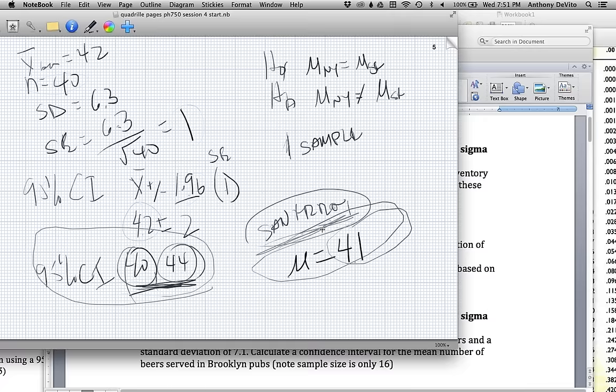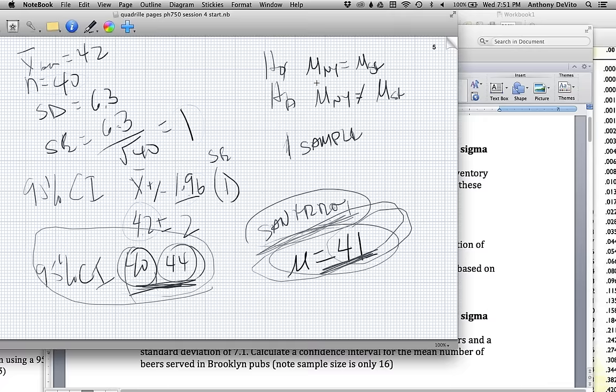What's that? The mean number of beers carried by pubs in San Francisco is known to be 41. Can I reject my null hypothesis that New York pubs and San Francisco pubs carry the same number of beers? No, I can't reject the null hypothesis because it's entirely possible that the mean for New York pubs is 41, because we're saying we're 95% sure it's between 40 and 41, and 41's in that range, right?